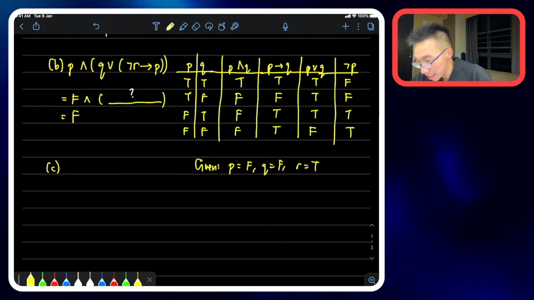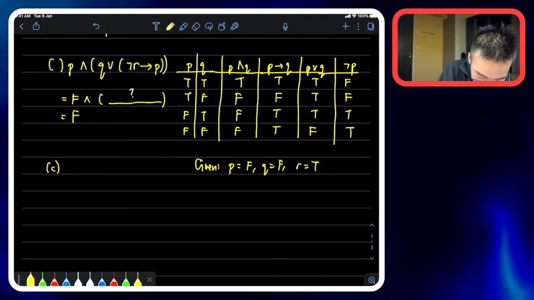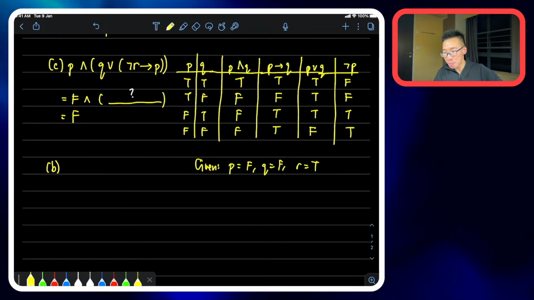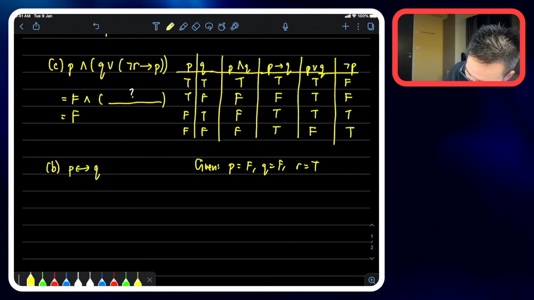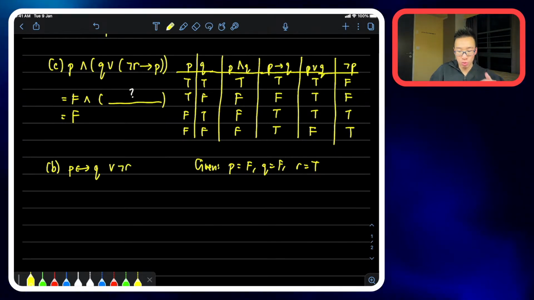For the next one, oh, I think that was part C. I got the numbering there wrong. Let's look at part B instead. Part B will be this statement, and we want to show whether that's true or false.